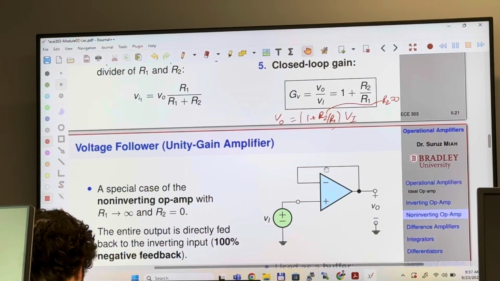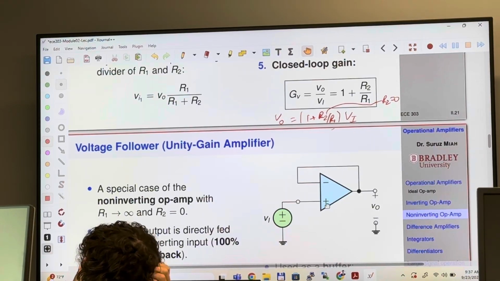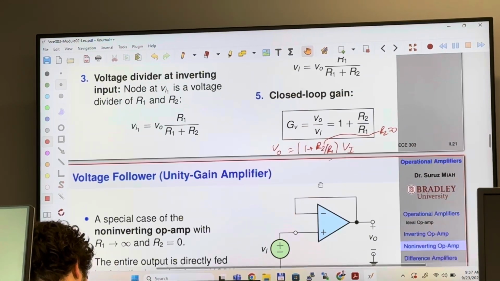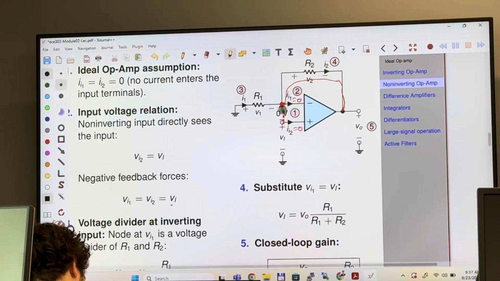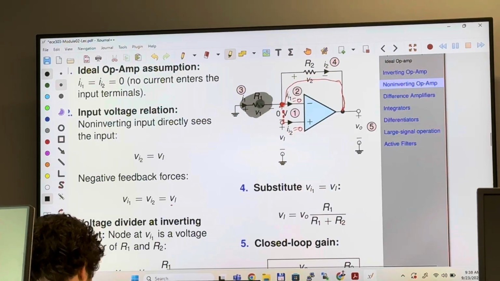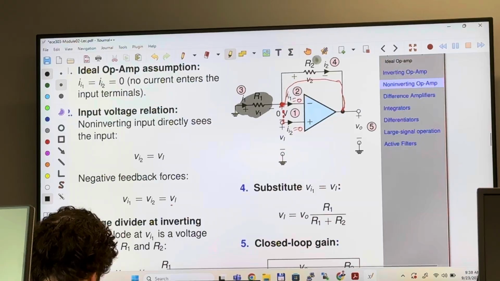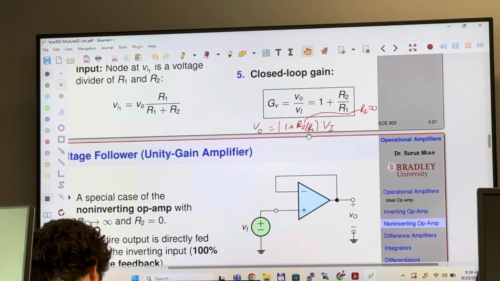You just replace R2 with a piece of wire. Okay? And then the non-inverting terminal you connect to the input. Now this R1, you just take it out, keep it open. R1 is infinity. So R2 is 0, R1 is infinity, which means that it's an open circuit. So 0 over infinity is what?